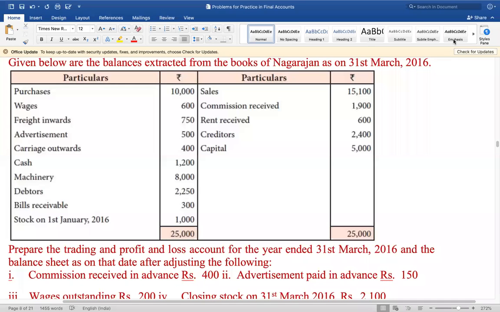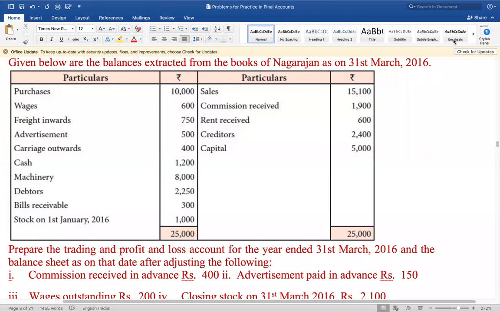I want you to respond. Okay, we'll divide the items into 4 categories: expenses and incomes, liabilities and assets. So purchases, what is this? Is it an expense or income or liability or asset? Purchase of 10,000.